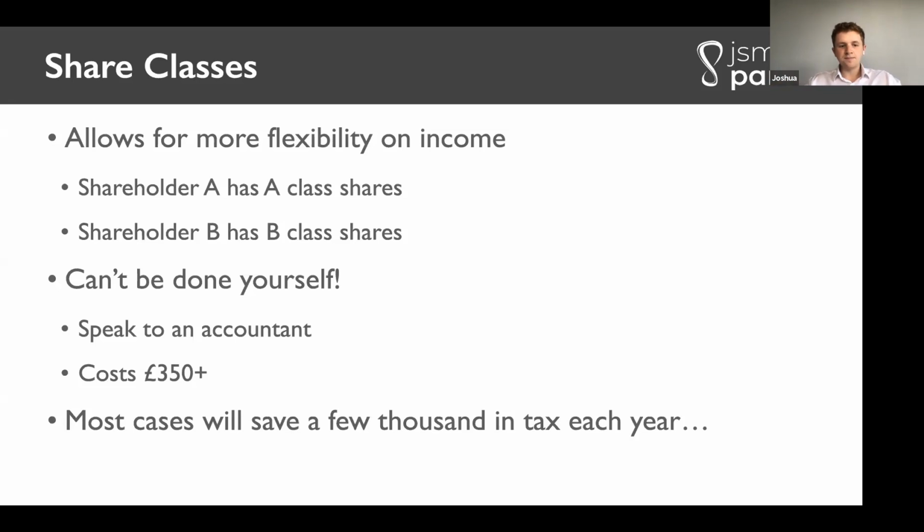However, it's quite complicated because when we mentioned previously that you can use the default articles of association, when you have a company with multiple share classes, you have to get them draft bespoke articles of association. So I wouldn't recommend doing it yourself. Speak to an accountant. It does cost about £350 to set it up in the get-go, but it will likely save you thousands of pounds in tax each year. So that's a very small price to pay.